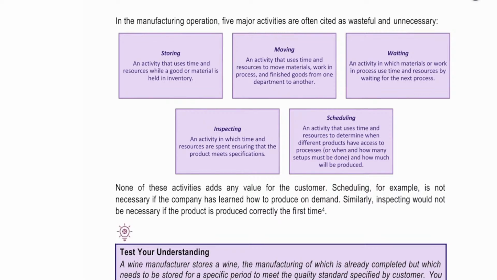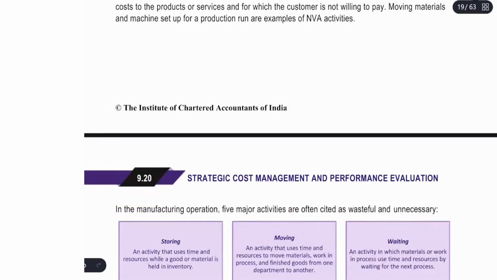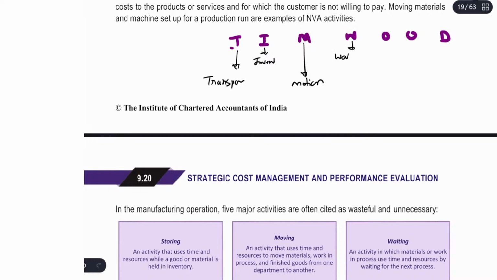It is T stands for transportation. Just a minute. I will write that down. Tim Wood. The mnemonic we have studied is Tim Wood, TIMWOOD. Okay. So this is T stands for transportation. I stands for inventory. M stands for motion. W stands for waiting. O stands for overproduction. O stands for over processing. And D stands for defect.